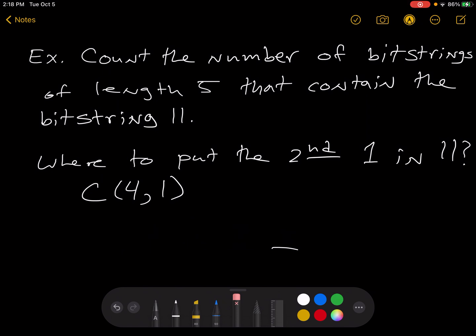Okay, now once we choose one of those places, it doesn't matter which one we pick. So looking at a length 5 string, 1, 2, 3, 4, 5, let's say we pick our second 1 to go here. If our second 1 goes there, then our first 1 has to go right before it. And then we have 3 positions. Each one of these positions has 2 choices.